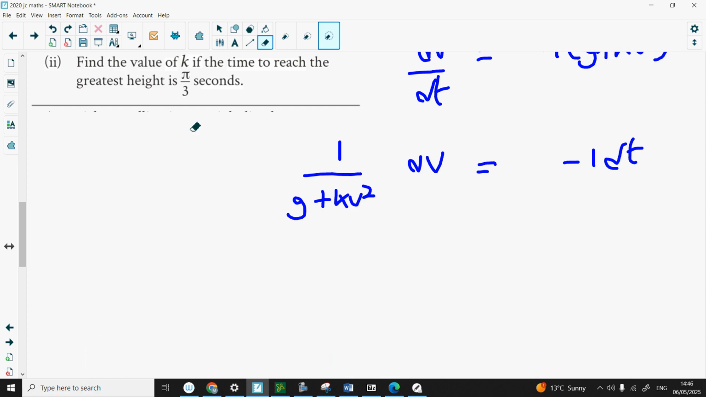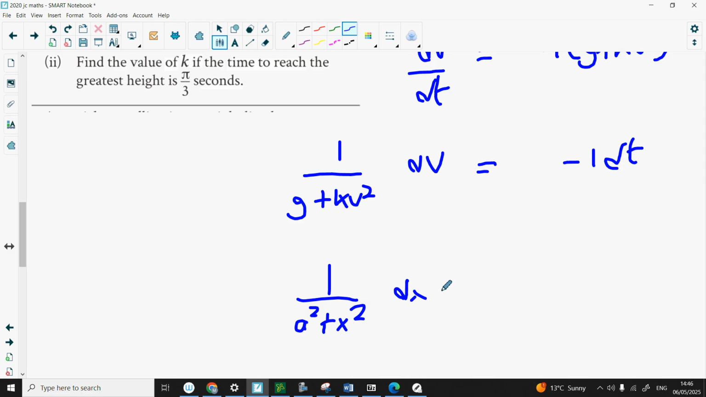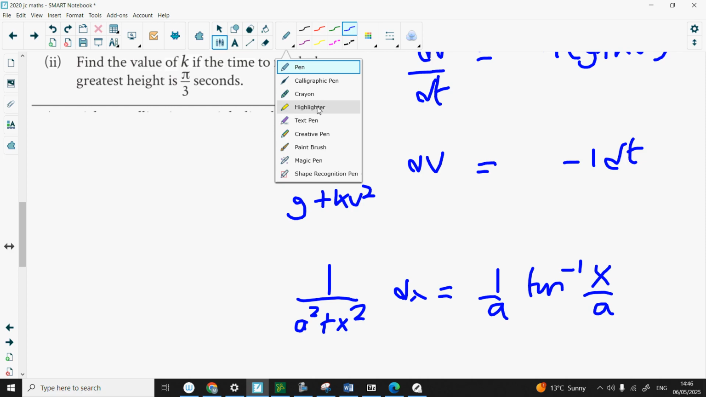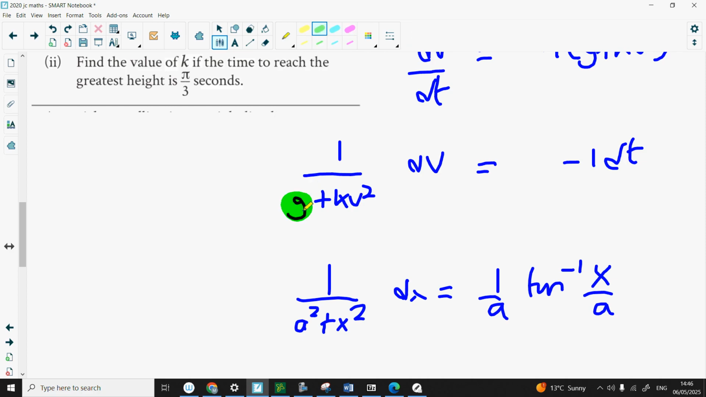Okay, you ready? So here's what I'm thinking. Isn't it 1 over a squared plus x squared? Would you agree with that? A squared plus x squared? That's usually what we're doing, isn't it? And then dx would be 1 over a tan inverse x over a. You cool with that?